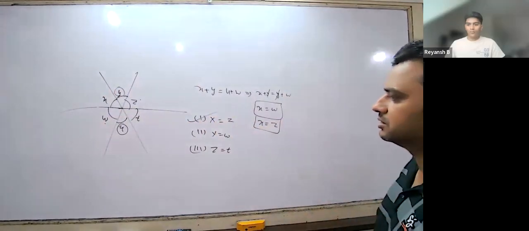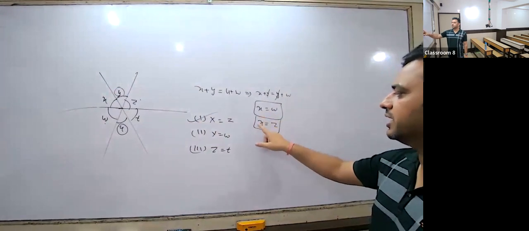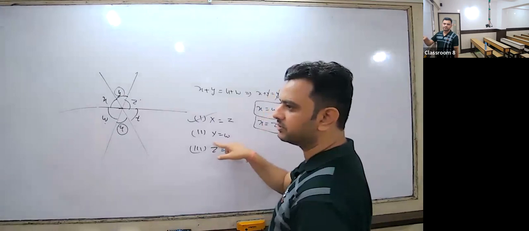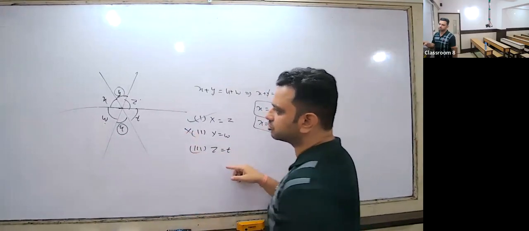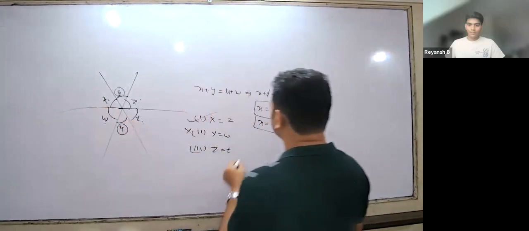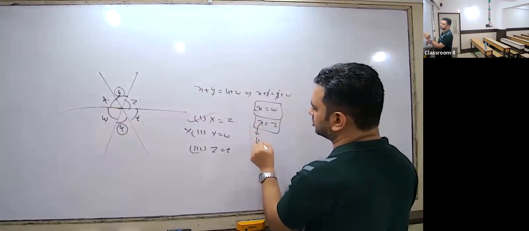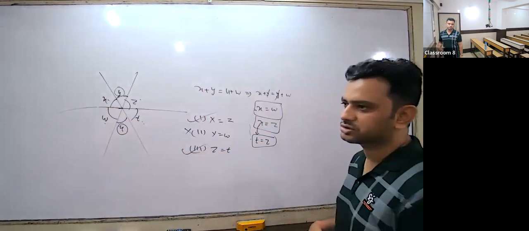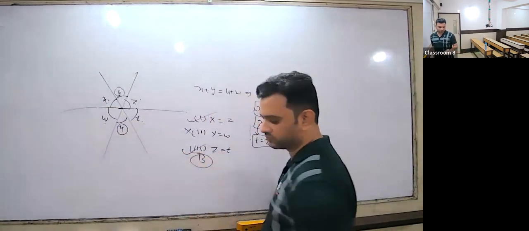So X equals Z, X equals W, that means X equals Z, not Y equals W. So this is wrong. And what about Z equals T? So T equals X? Yeah, so here X equals T and T equals Z. So the third is also correct. Got it? So option B is the answer, first and third. Okay?